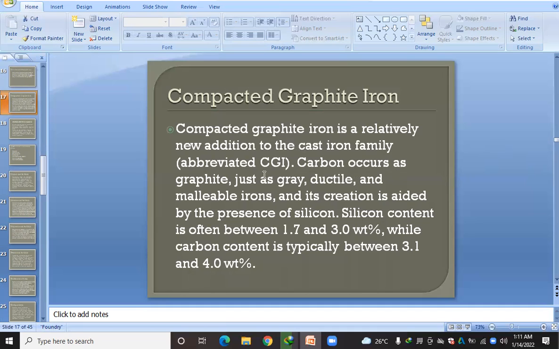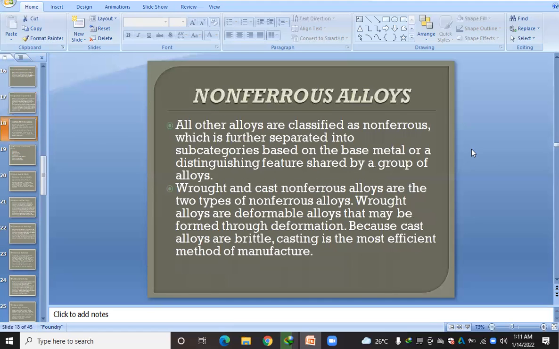Carbon occurs as graphite just as in gray, ductile, and malleable irons, and its creation is aided by the presence of silicon. Silicon content is often between 1.7 and 3.0 weight percent, while carbon content is typically between 3.1 and 4.0 weight percent. So mao na ang ferrous alloys. Next is ang non-ferrous alloys.